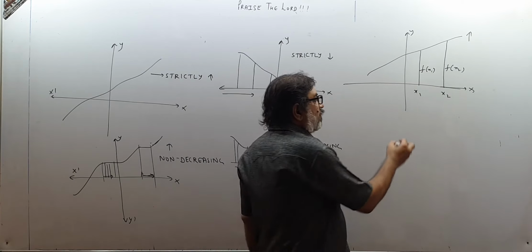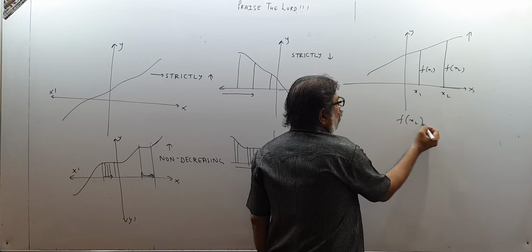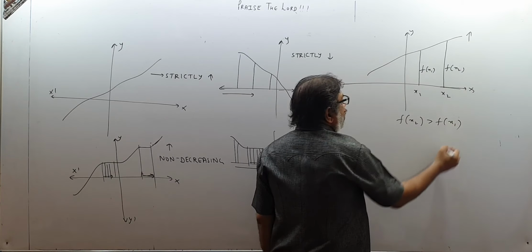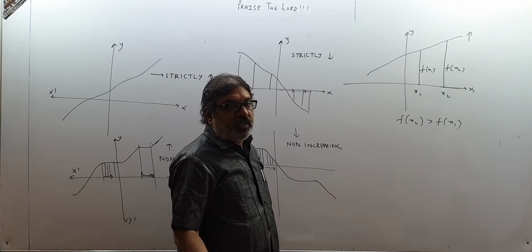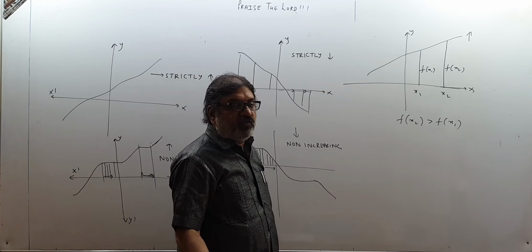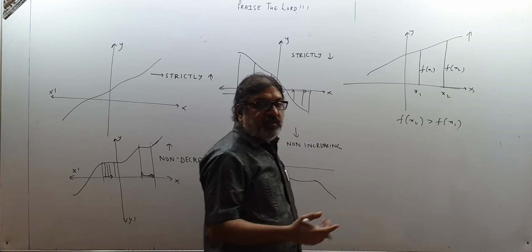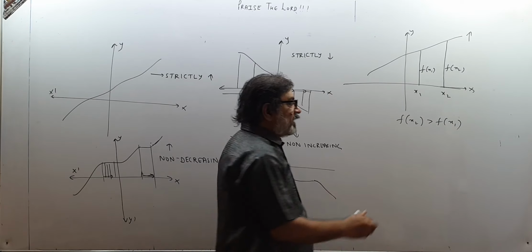Children, I can easily make out that fx2 is more than fx1. Yes or no? Which height is more? fx2 is more or fx1 is more? fx2 is more. And what about x2 and x1? Which is bigger? x1 is bigger or x2 is bigger? On a number line, the number to the right is bigger always. So x2 is more than x1.